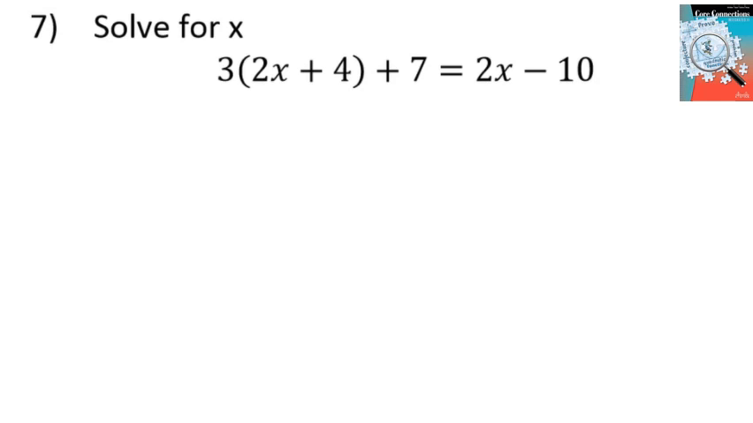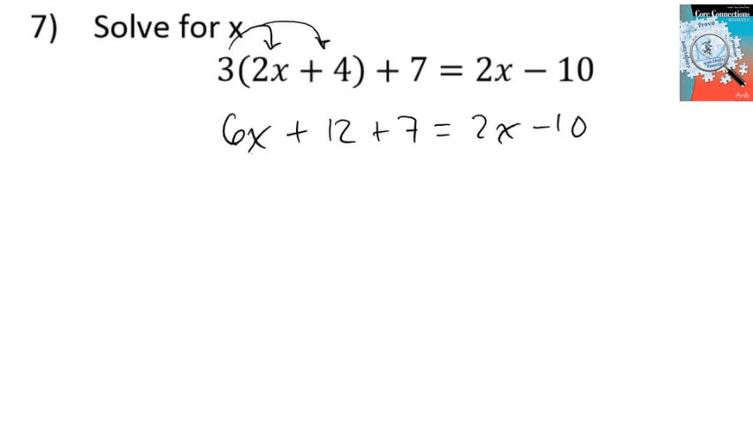Number 7 is a pretty straightforward linear equation. It asks us to solve for x. There's lots of ways that you could approach this. For example, you could start by using the distributive property to eliminate the parentheses on the left-hand side. If I did that, this would become 6x. Again, what I'm doing here is multiplying the 3 times the 2x, and I also need to multiply the 3 times 4, so plus 12, plus 7 equals 2x minus 10.